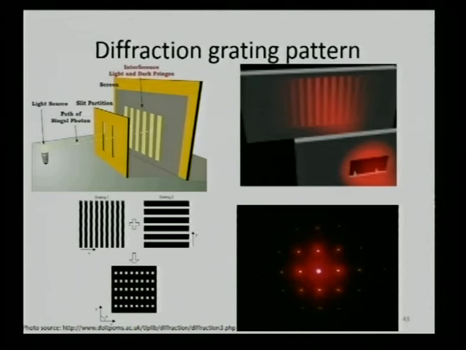Now, so far we've been talking about slits in one direction, in the vertical direction. If I add another slit in the horizontal direction, what happens? You can see the diffraction pattern on the right-hand side. It looks quite familiar. It's similar to the X-ray diffraction pattern we have seen before.